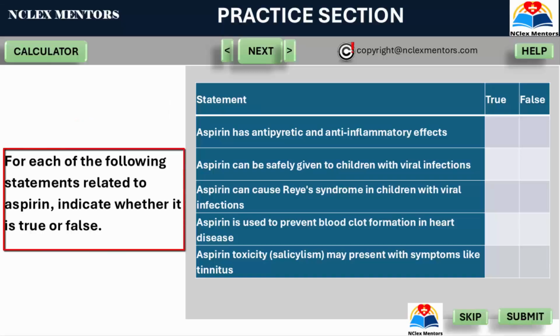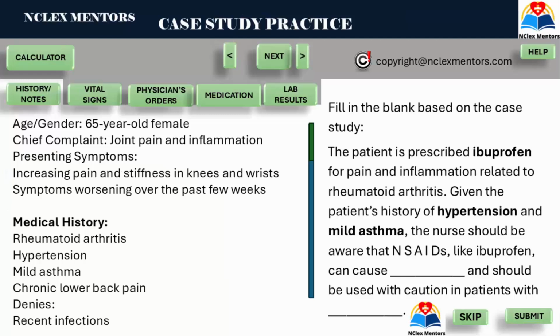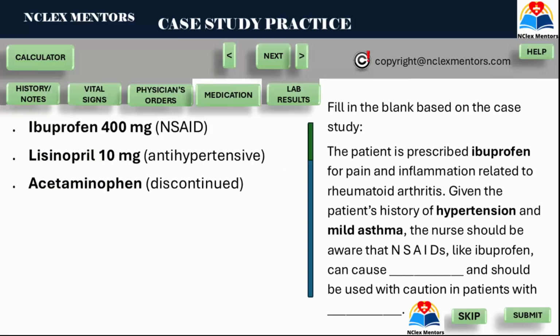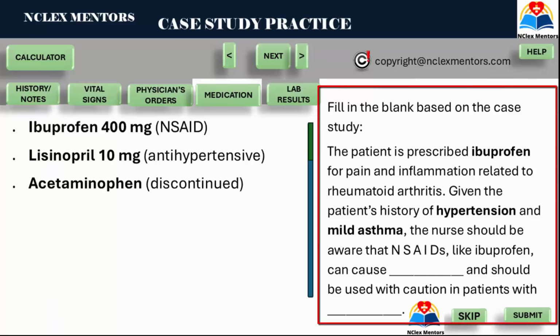For each of the following statements related to aspirin, indicate whether it is true or false. Look at the following case study. It contains history, vital signs, lab results, physician orders, and medication. Please answer the following question based on the case study. Though the case study is descriptive and contains all this information, you don't quite need all of it to answer this question. You can do it just with whatever we learned in this lecture so far.